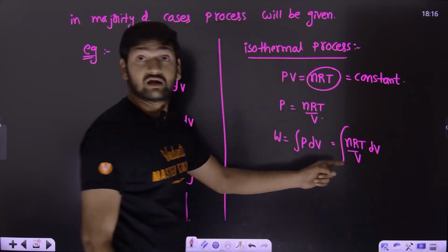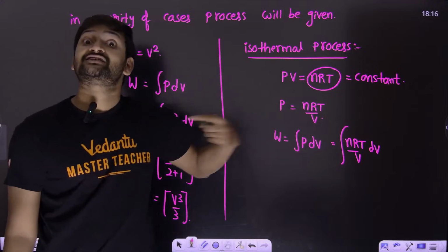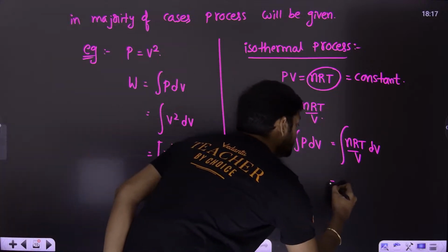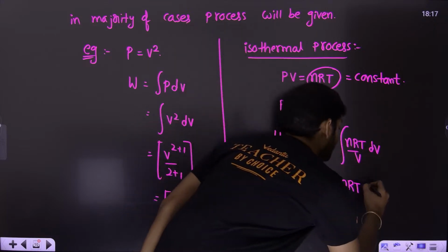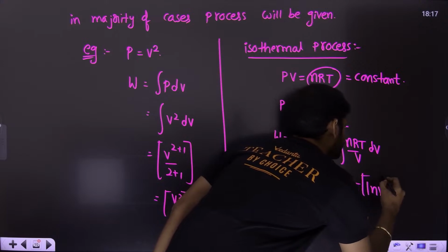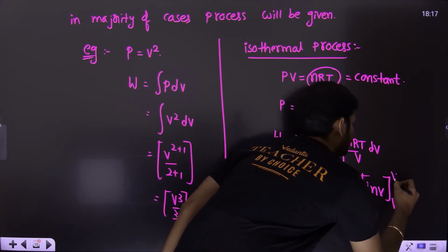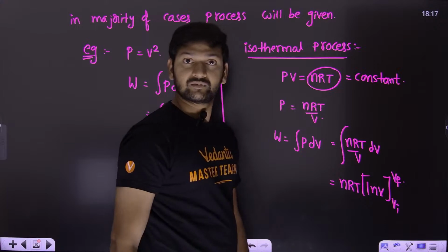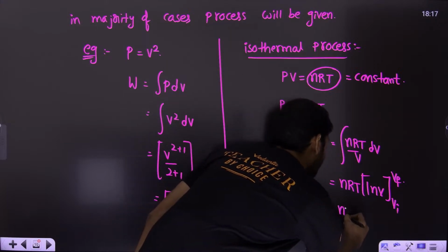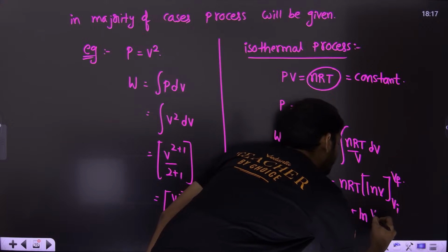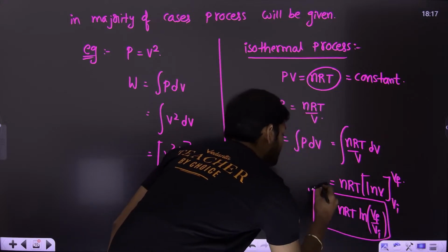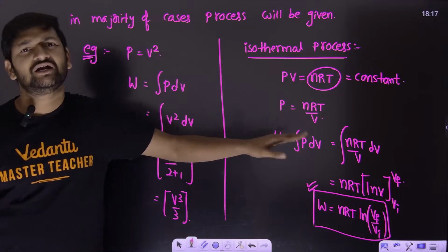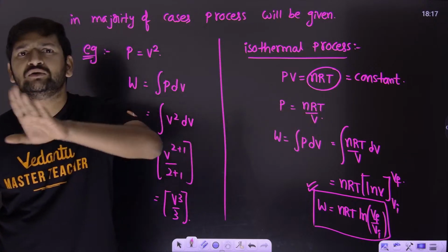And now look, as T is a constant, that's why I can take it out. So when I do that, nRT is a constant taken out, then integral dV by V is going to be ln V, and you can put the limits V initial and V final. Then what are you going to get? After substitution, final volume by initial volume. This is what you are going to get, work done by the gas in isothermal process. So like that, generally they are going to mention the process. You don't need to worry about it.